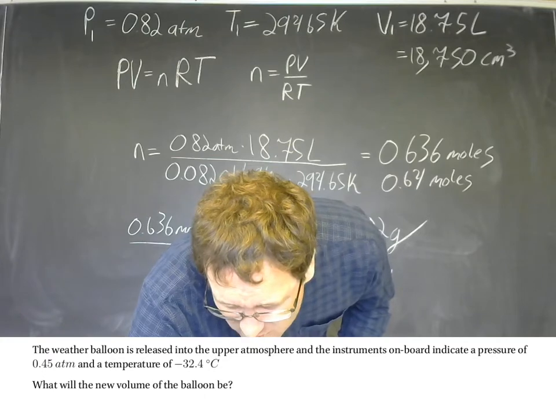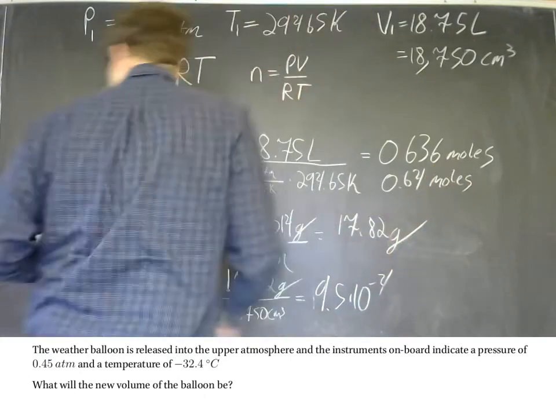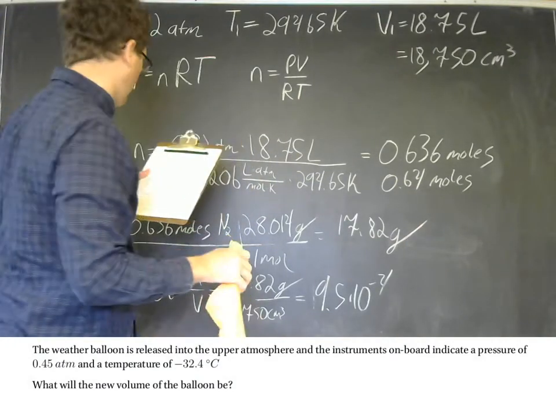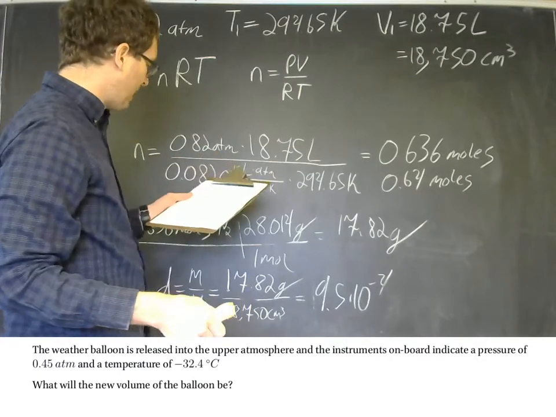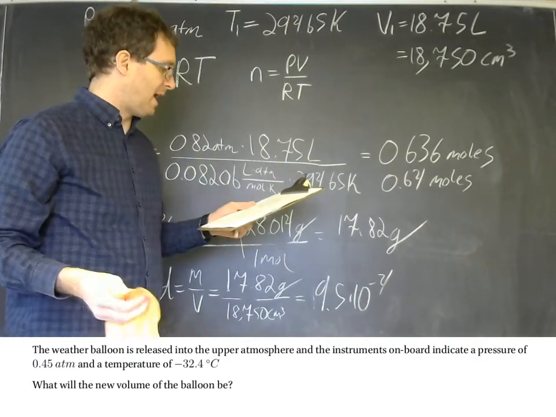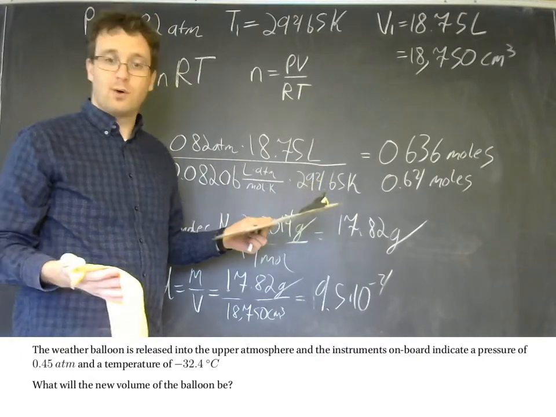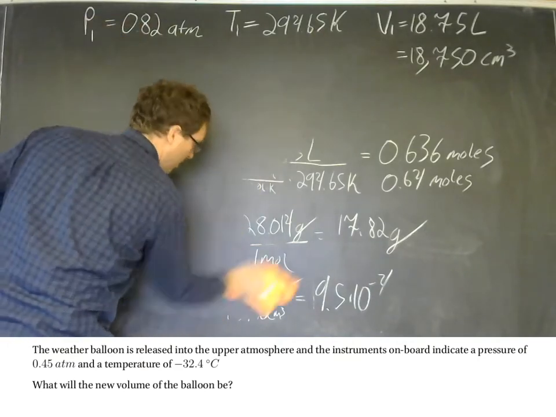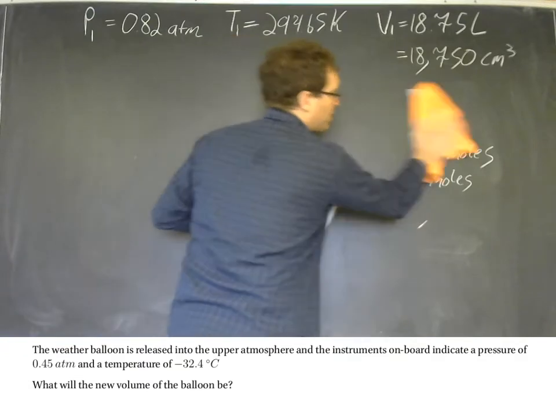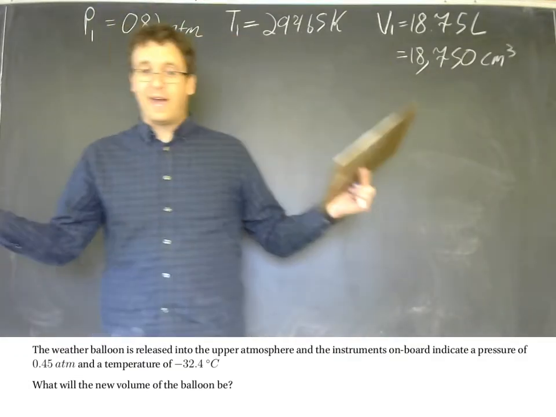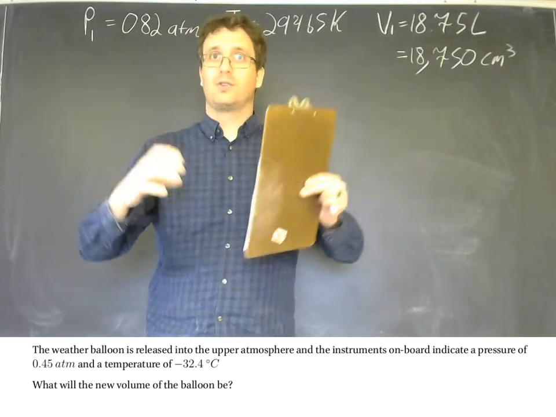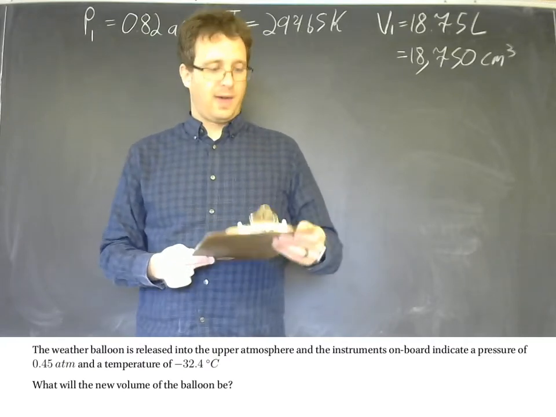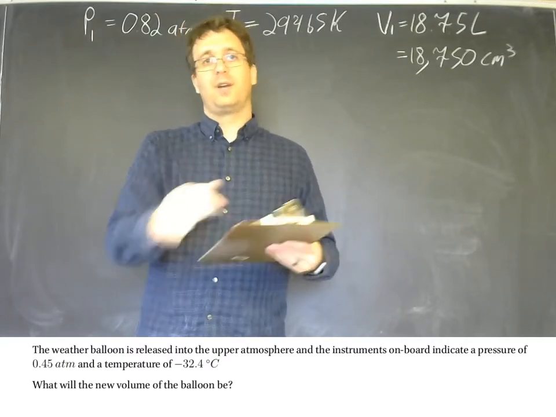Okay, now if this weather balloon is released into the upper atmosphere, and the onboard instruments, because it is a weather balloon after all, indicate pressure of 0.45 atmospheres and a temperature of negative 32.4 degrees Celsius, what will be the new volume? Let's go ahead and erase this. That lower pressure would cause the balloon to expand. The lower temperature would cause it to contract. And so those two changes are competing with each other. And without doing the math, it's anyone's guess how this will turn out. So let's do the math.